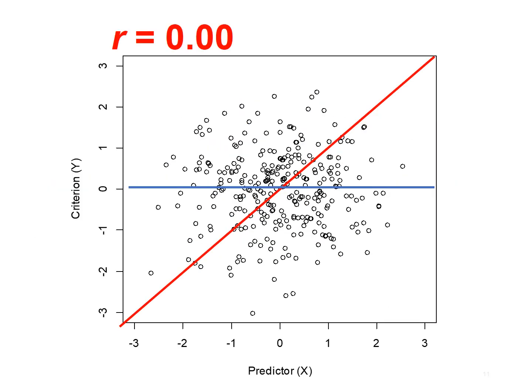So let's use the scatterplot as a demonstration. We have an x and a y variable. There is no correlation between this x and y variable, so we can see that the regression line, which is the blue line, is completely flat. And then the red line is the positive C-equal line. Let's see what happens as we increase the correlation between x and y.